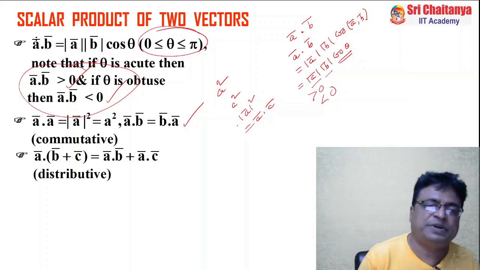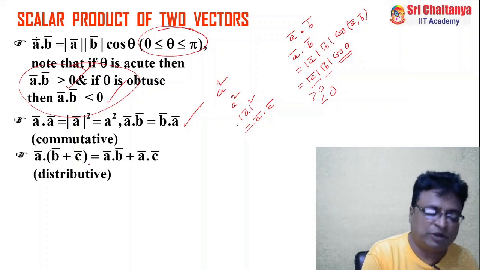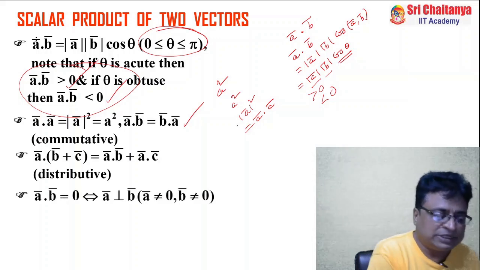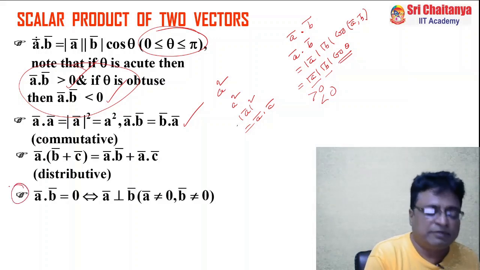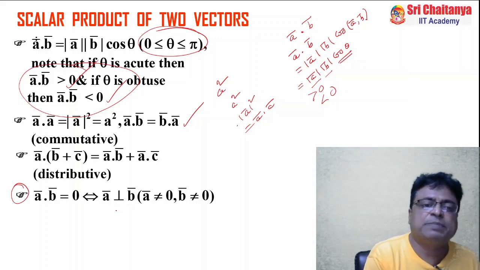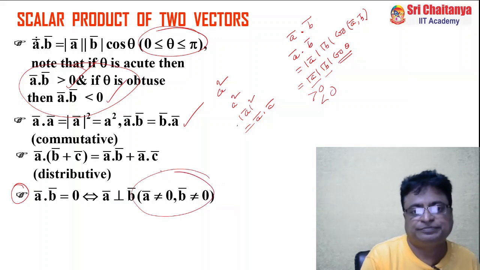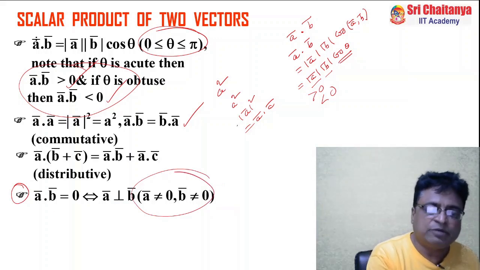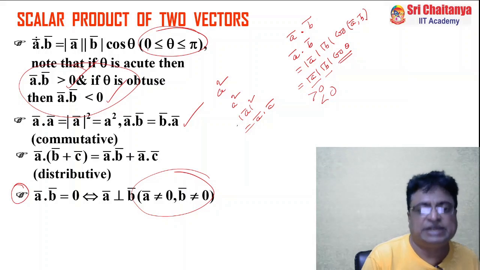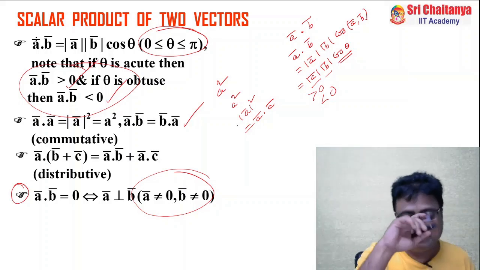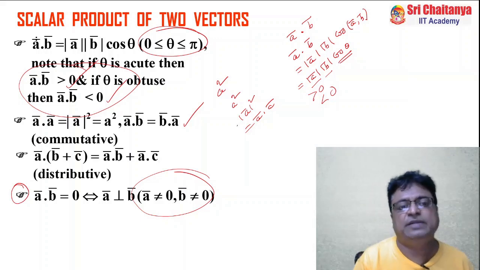Similarly, the distributive property: A bar dot (B bar plus C bar) we can write as A bar dot B bar plus A bar dot C bar. And moreover, this is an important property: whenever the dot product between two vectors is 0, that means the vectors are perpendicular to each other, provided none of them is a zero vector. Because if cos theta equals 0, therefore theta is equal to 90 degrees. That is the reason. So if anybody asks to find the angle between two vectors, better you find their dot product.